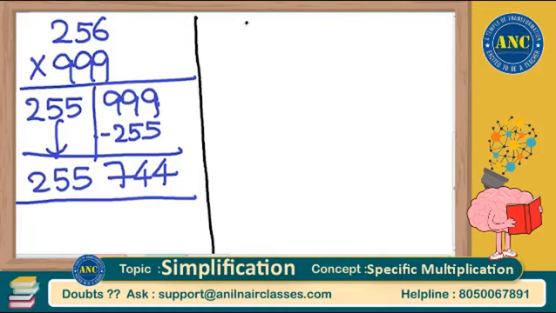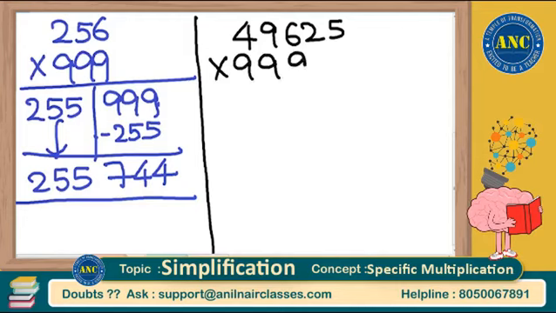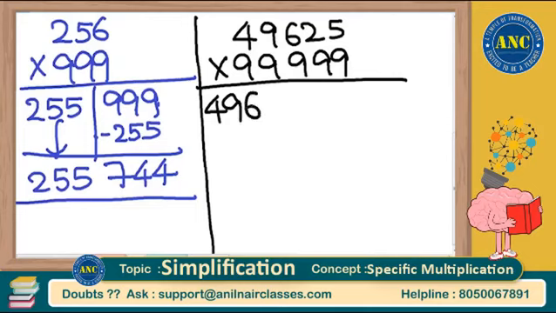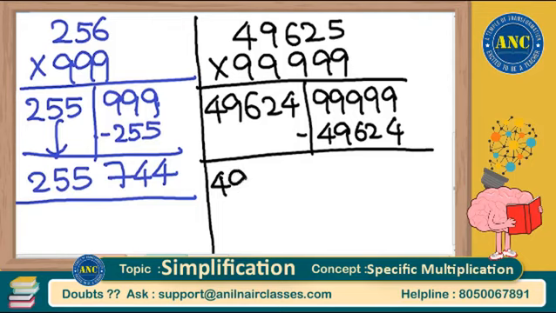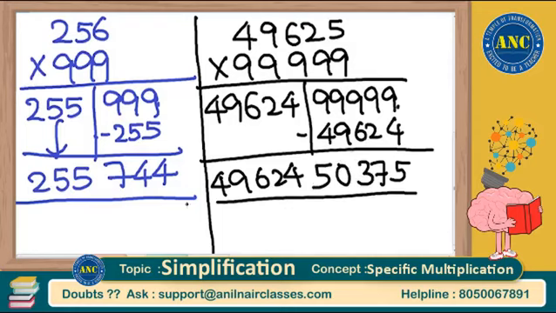Now one last question in this concept. 49625 into 99999. 49625, 1 less is 49624. I will write this 99999 as it is, and I will subtract 49624. First I wrote 49624 as it is. 9 minus 4 is 5, 9 minus 2 is 7, 9 minus 6 is 3, 9 minus 9 is 0, 9 minus 4 is 5. This should be the answer.